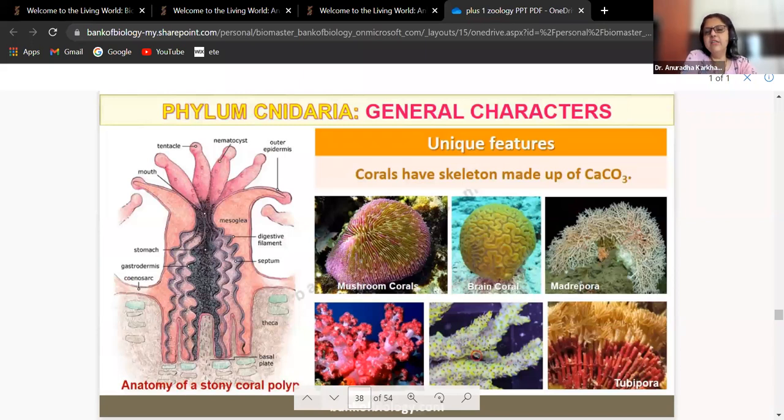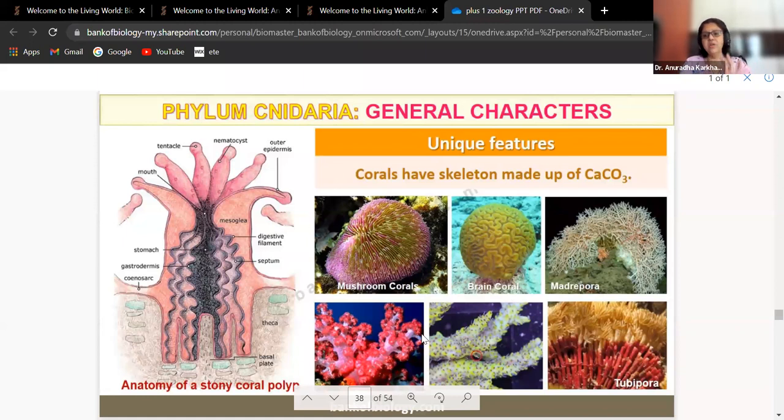Corals have skeleton made up of calcium, CaCO3. What is CaCO3? Come on, inorganic chemistry. What is it? Come on, I want the name. Take out your chemistry. That is what I'm asking. Yes, you all are right. Calcium carbonate.